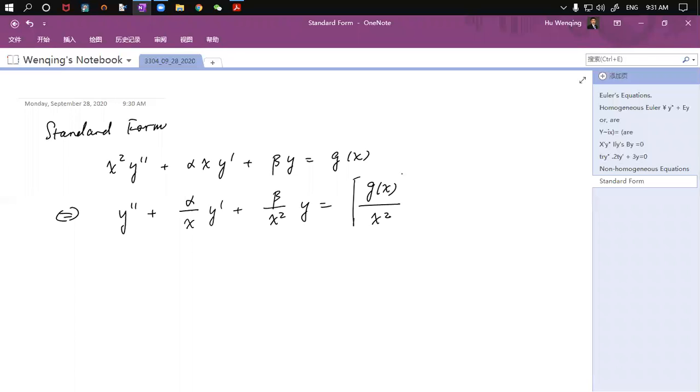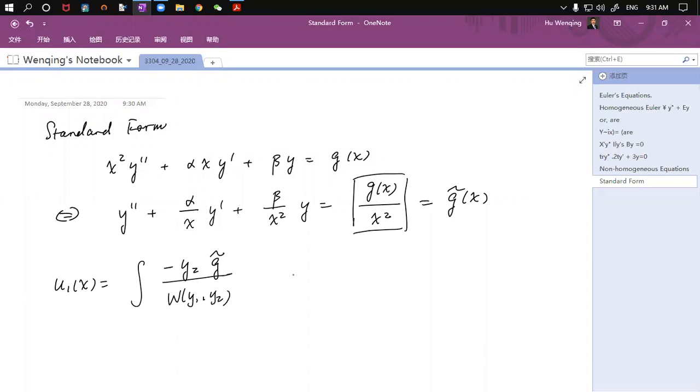So this g of x, let's say denoted by the new g tilde of x, is going to be the right-hand side that you will be working with. Is that good, family? As long as you have this, you can see that u1 of x is actually the integral of minus y2 multiplied by g tilde divided by the Wronskian of y1, y2. And u2 of x is the integral of plus y1 multiplied by g tilde divided by the Wronskian of y1, y2. So that's going to be the way you find your solutions.